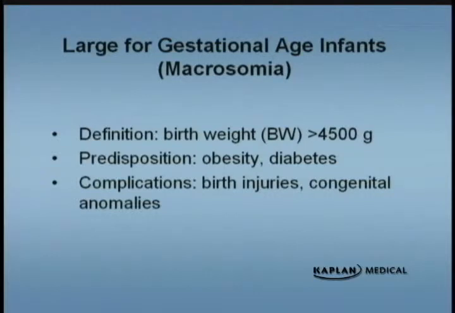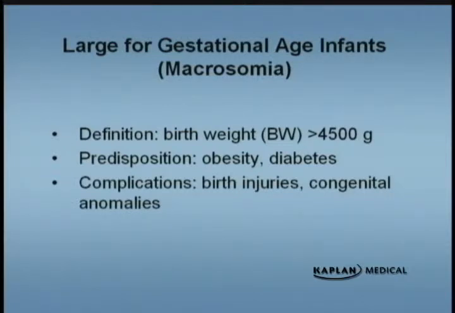Large for gestational age babies, again, doesn't matter what the gestational age is. If it's a preterm baby, it can still be big for that age. But typically we'll see big babies that are term, and that's the large for gestational age baby, or we'll call it macrosomic infants. In particular, this is a baby that's greater than 4,500 grams.